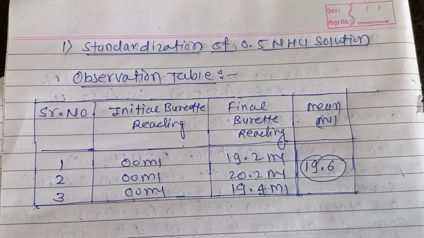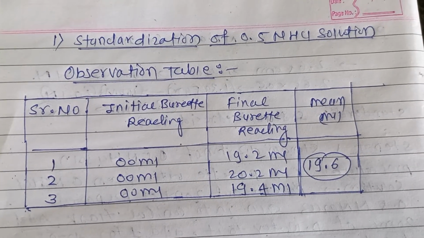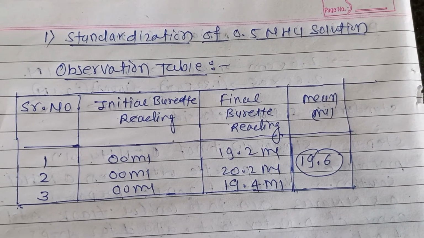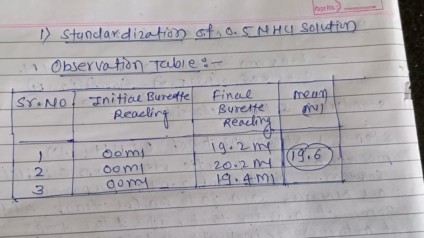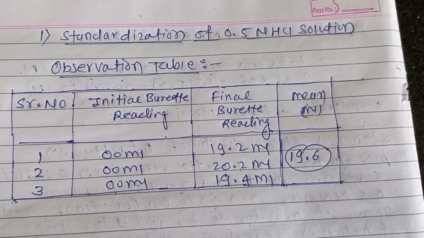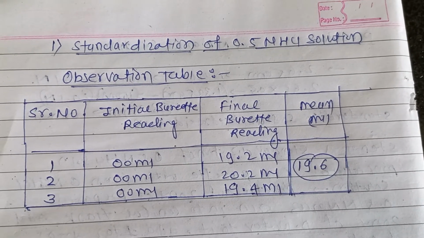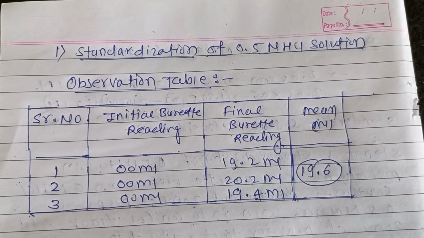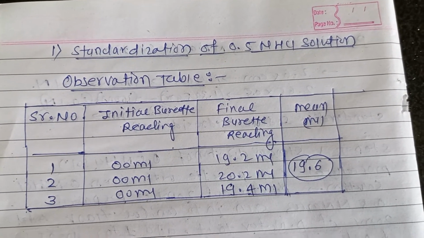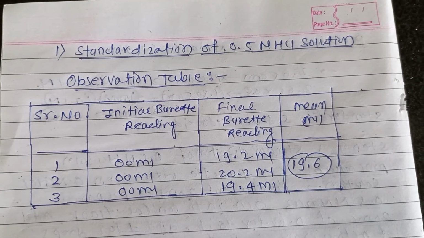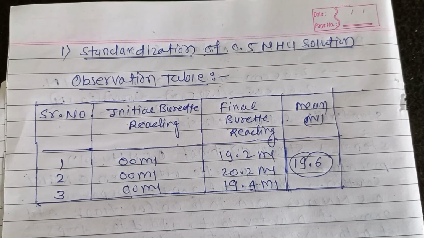is found to be, for the first reading, 19.2 ml, second 20.2 ml, and third 19.4 ml. Okay. So the mean of these 3 readings is found to be 19.6 ml. We will put this mean into the formula for the calculation of the normality of 0.5 normal HCl. So this is about the standardization of 0.5 normal HCl, as we have completed.